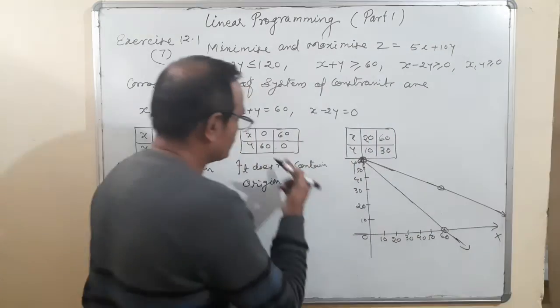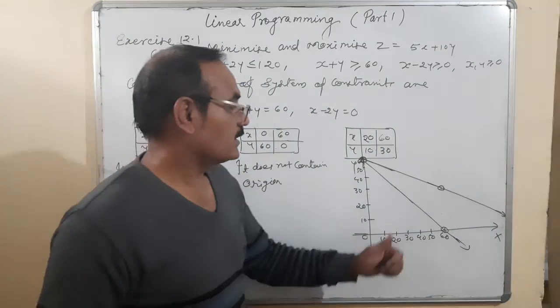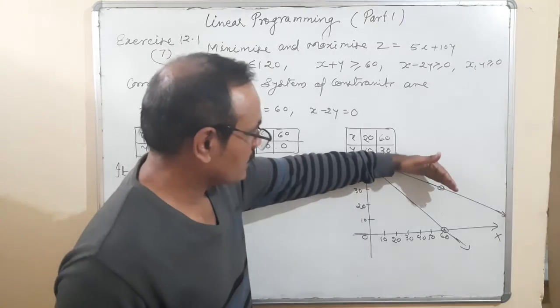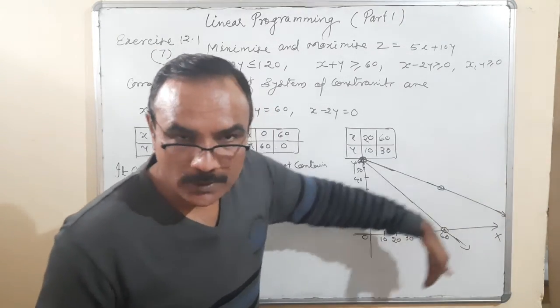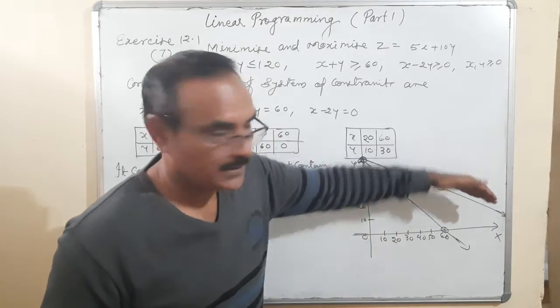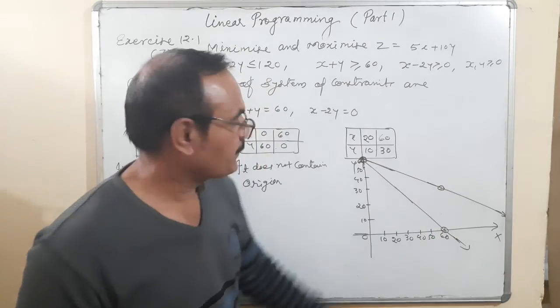Here, what is the situation? It does not contain the origin, so that means it contains the origin. Towards the origin, it is away from the origin. Okay, that means this is the bounded area.